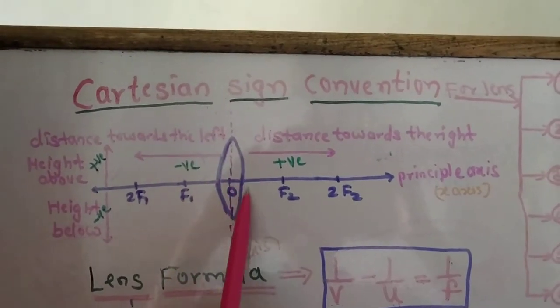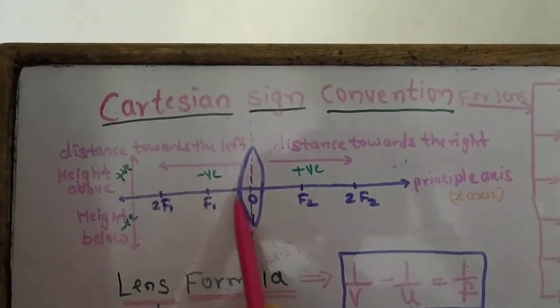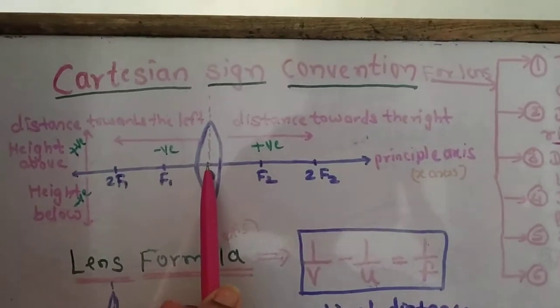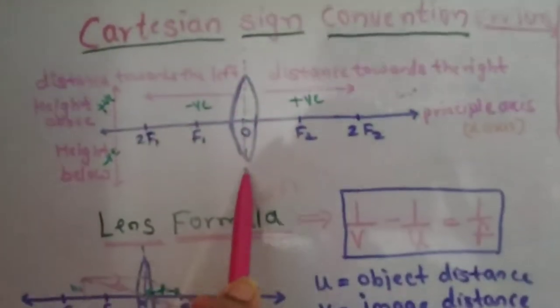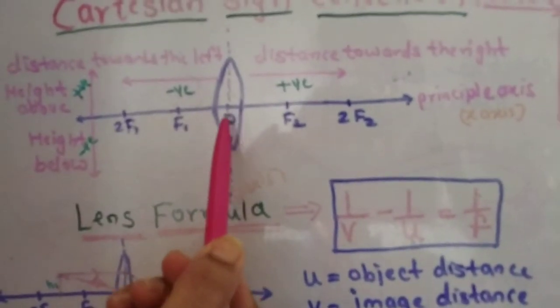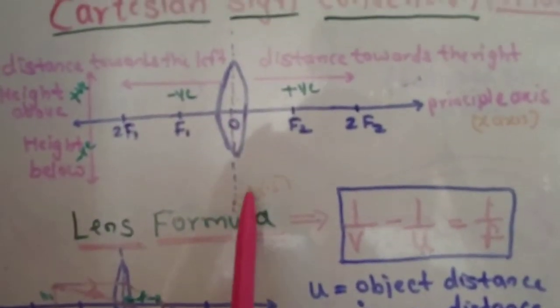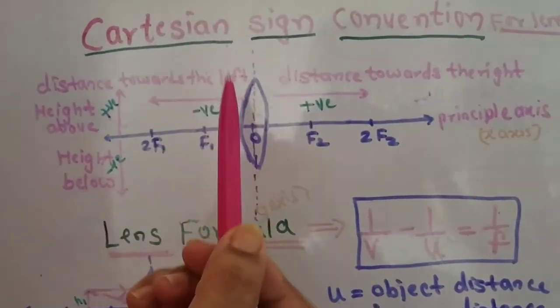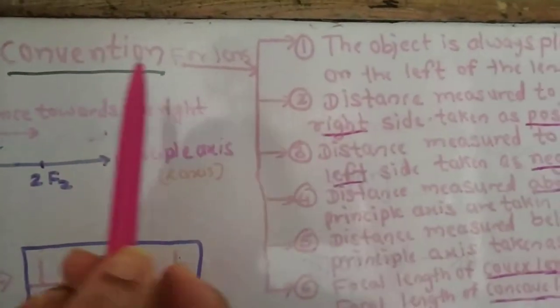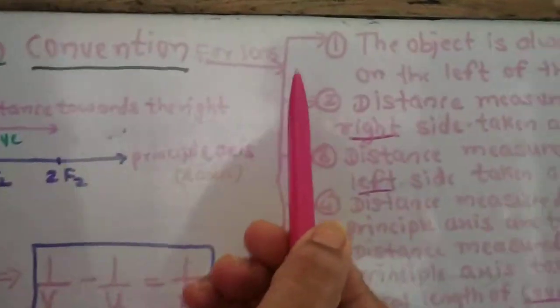This is a convex lens. The principal axis passing through the optical center is denoted as the x-axis. This line is passing through the optical center, that is O. Let's assume that is the y-axis. Okay, let's see the sign convention for lens.